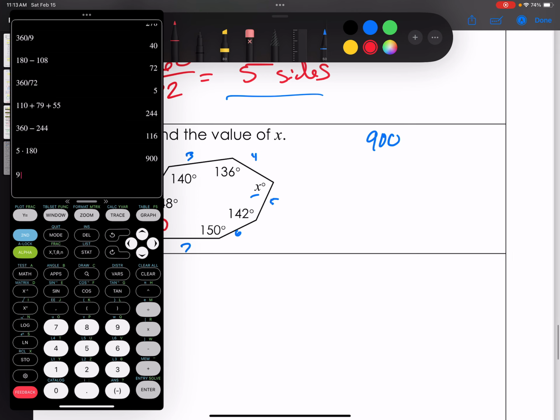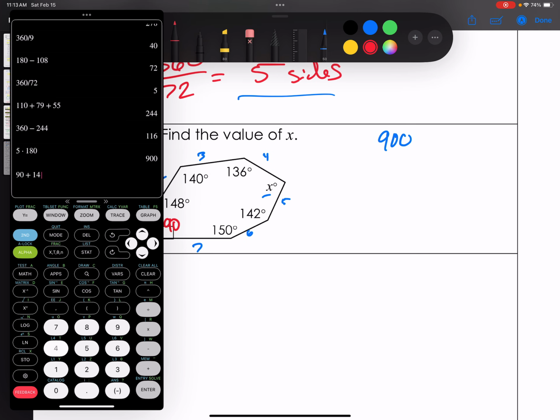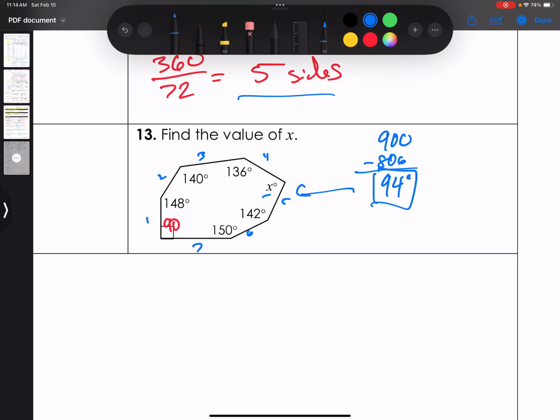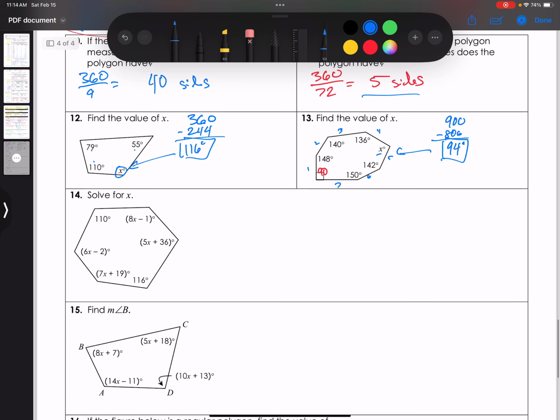So we're going to take 90 plus 148 plus 140 plus 136 plus 142 plus 150 gives me 806. So all those add up to 806. We're going to subtract from our 900, and we're going to get 94 degrees for our missing angle there. Okay, let's make it a little bit more complicated by throwing some algebra at it. Okay, same concept, but now we've got some expressions in there.